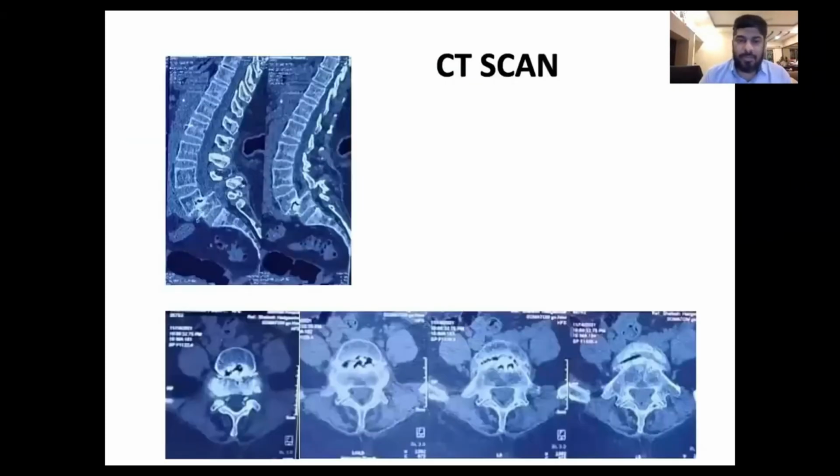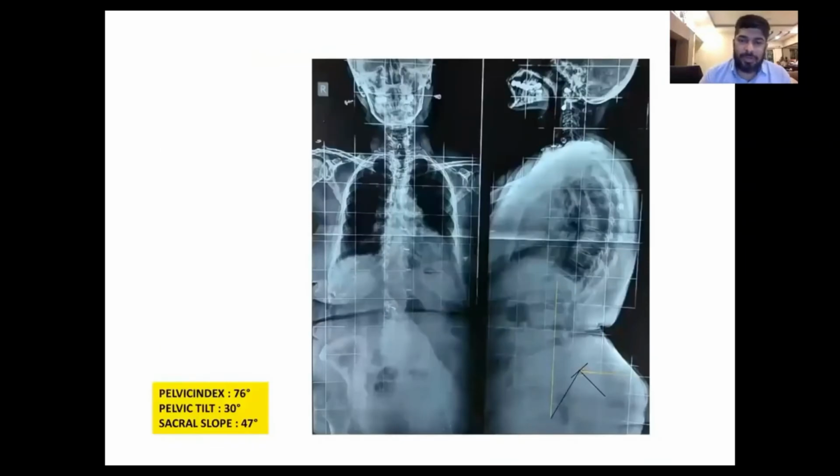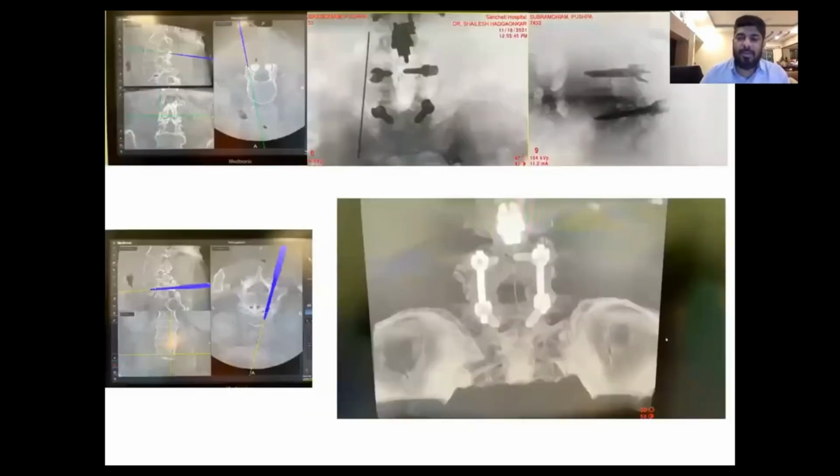We planned for a decompression and stabilization of L3, 4, and 5. We planned for a delta fixation. The pelvic indices are here. Sacral slope was 47, tilt was 30. We did a transpedicular, transdiscal, transcorporeal fixation.